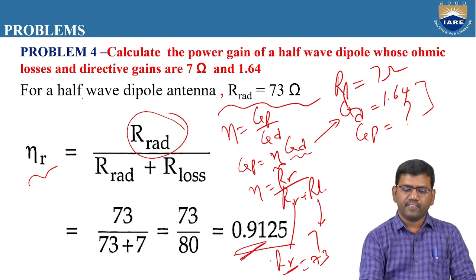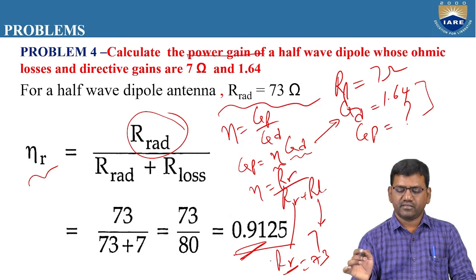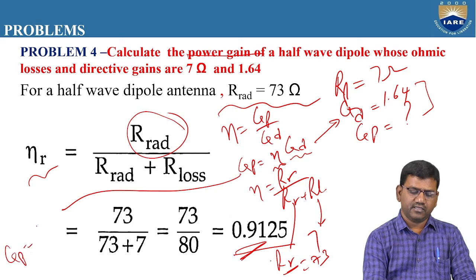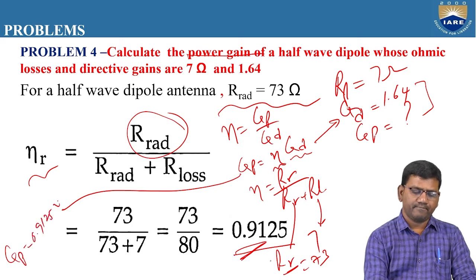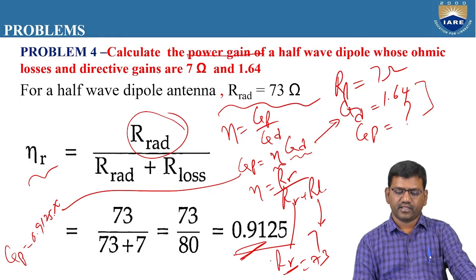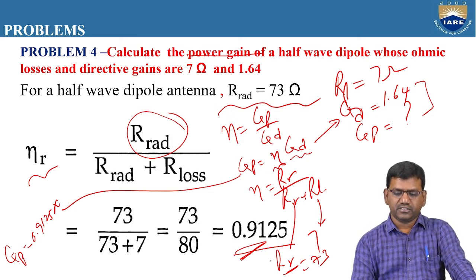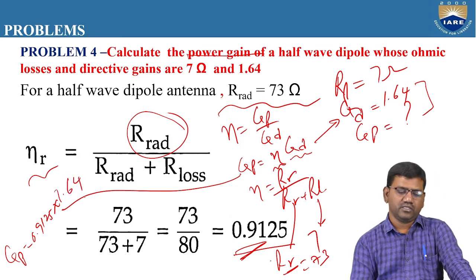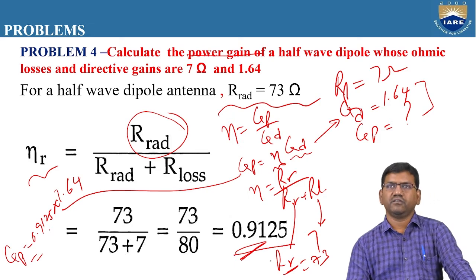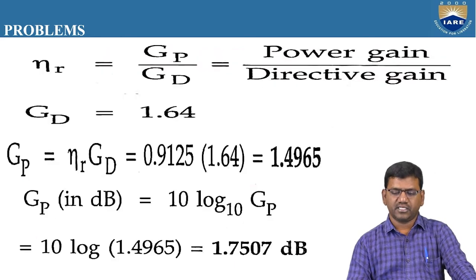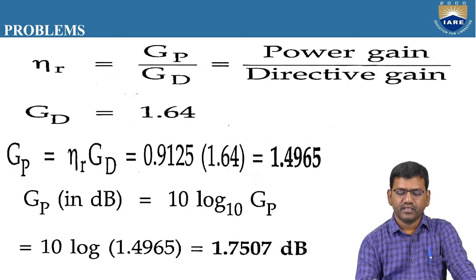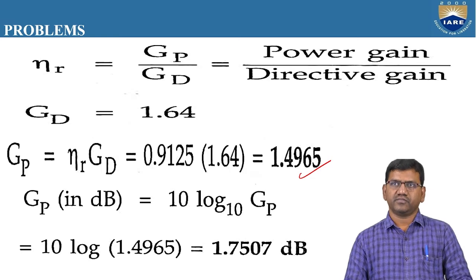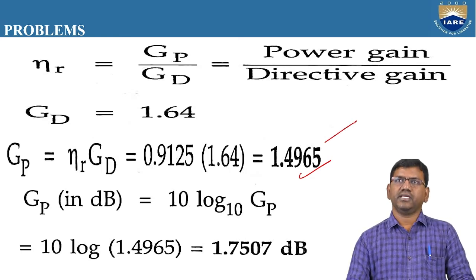Now we need to find the power gain. GP is equal to eta, which is 0.9125, multiplied by GD. The GD is given as 1.64. So GP is equal to 0.9125 into 1.64. If you simplify this expression, you will get 1.4965.